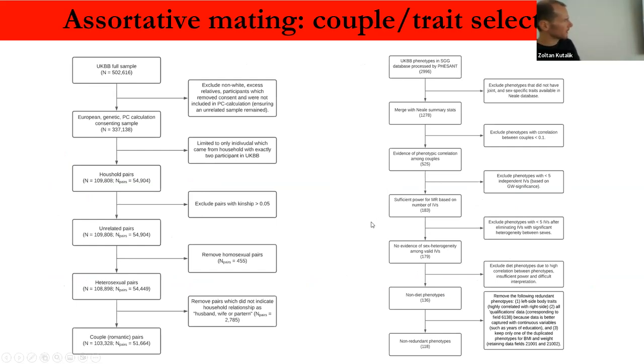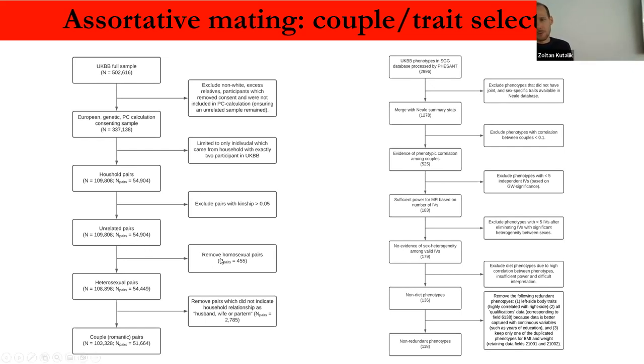So this is a busy slide. You're not supposed to read it. Basically, we just took all the biobank samples, removed non-white, non-British, and the usual ones, the PC outliers, so that we arrived at the typical 330,000, 340,000 remaining samples that were unrelated. And then we asked the UK Biobank if they could share with us the household information. So we looked at people who live at the same household. And then in the same household, we applied a couple of filters: we excluded people who had any sort of kinship, so we really want unrelated individuals.